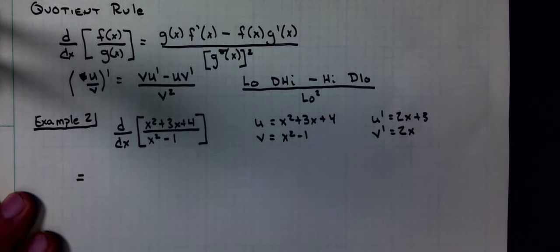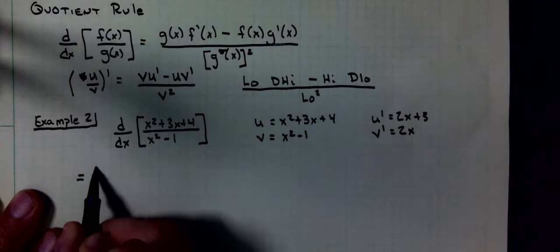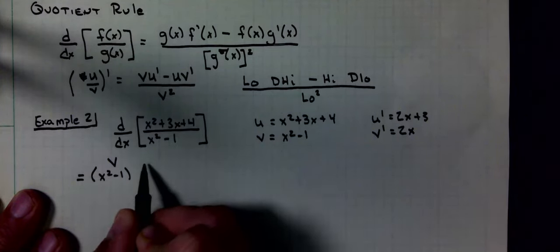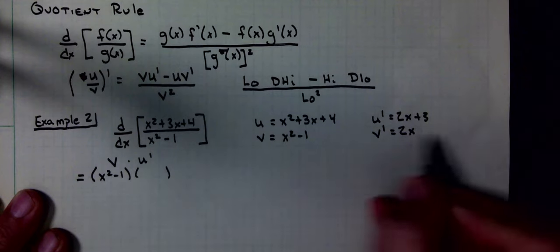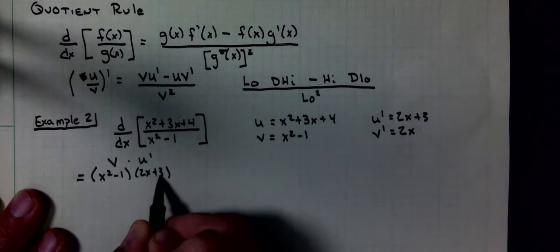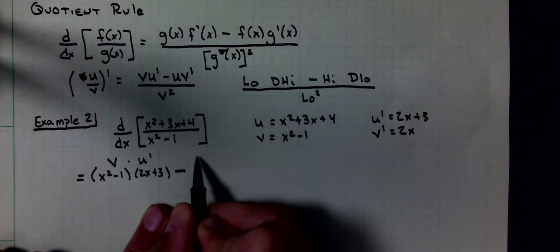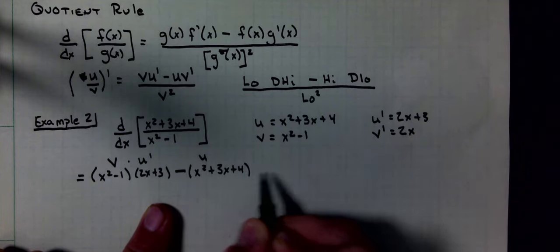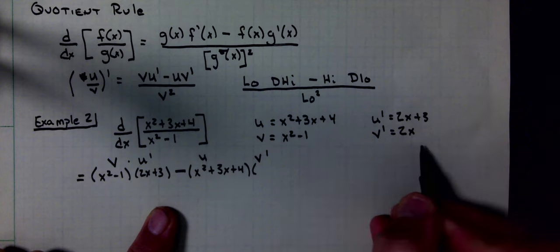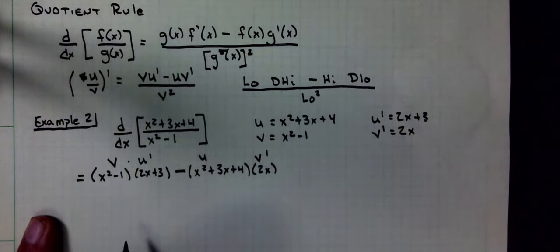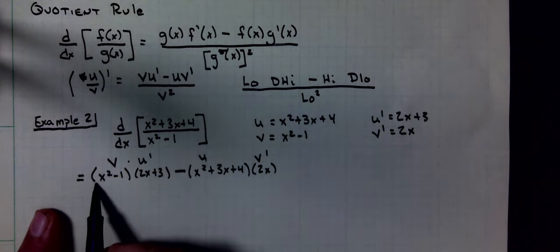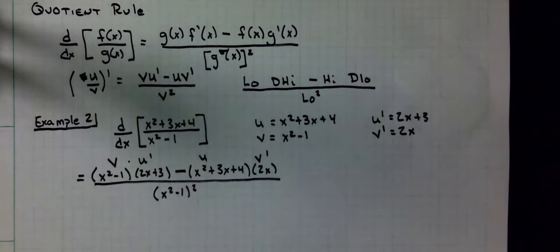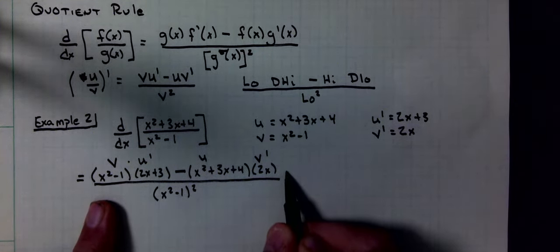So my derivative is the denominator, x squared minus 1, times u prime, 2x plus 3, minus u, which is x squared plus 3x plus 4, times the derivative of the denominator, 2x, all over the denominator squared, (x squared minus 1) squared. I am going to need to multiply this stuff out and then combine terms on the top.